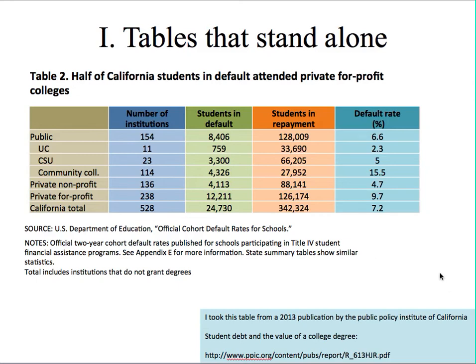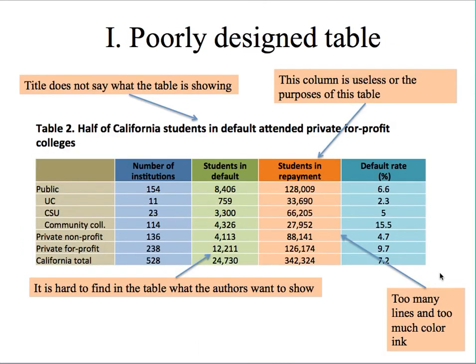What do you think is in this table, or isn't in this table, that is not making it stand on its own? Okay, let's analyze it. First, half of California students in default attended private for-profit colleges. That is the label. But that is not telling us what the table is presenting, right? That is a finding from the table. That should not be the table label. This is a very poor title. It's not indicating what the table is presenting. We don't know what the table is presenting by looking at this. So that's a poor label.